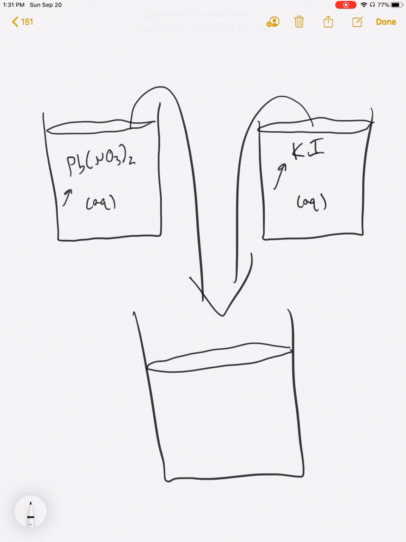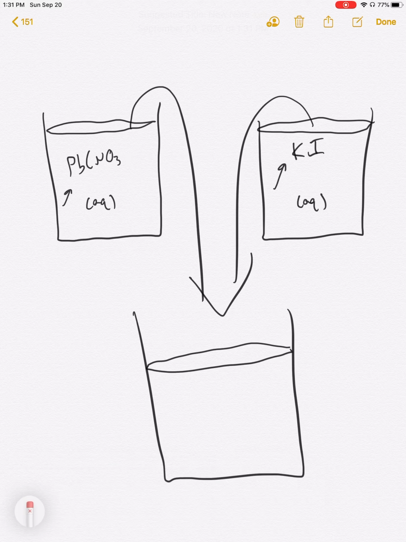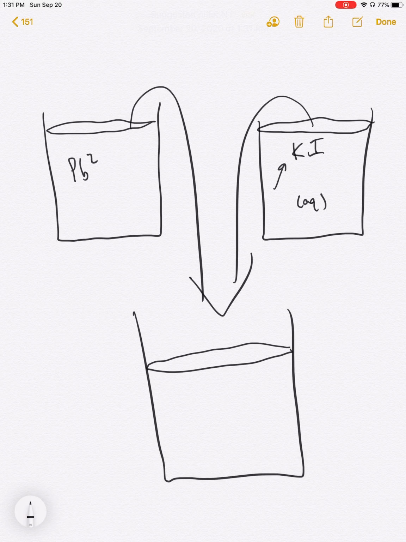So to start, using solubility rules, when we have aqueous lead 2 nitrate, because it is a nitrate salt, it will not be intact molecules in the solution. Rather, what we're going to have dissolved in the solution is lead 2 ions and nitrate ions. And there will be 2 nitrate ions for every 1 lead 2 ion.